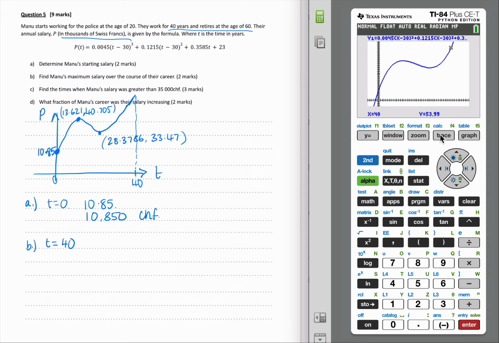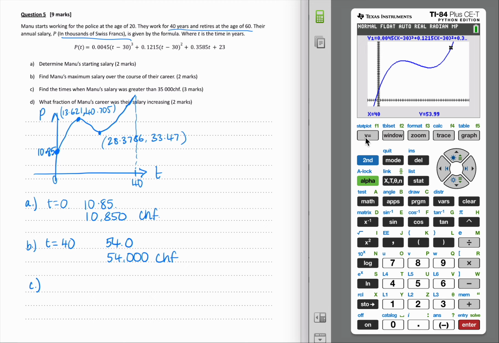And therefore the value, if I read that off, is 53.99. So that is 54.0 to 3 significant figures, which is 54,000 Swiss francs. And then for part C, we're asked what times was his salary greater than 35,000.